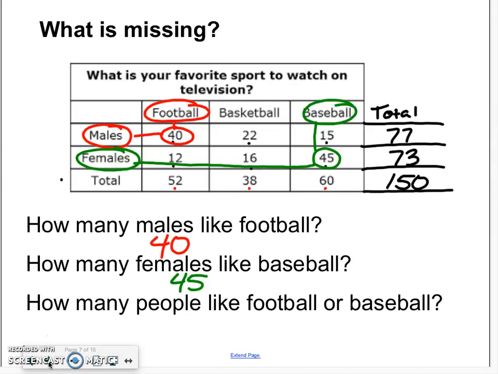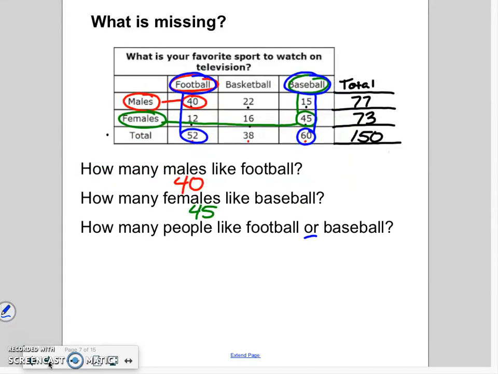And lastly, how many people like football or baseball? Now, this question says or. That's the important part here. So we're looking for the total of football or baseball. We draw our lines down. We have a total of 52 that like football, a total of 60 that like baseball. So to find how many like either or, all we have to do is add those two numbers together. So we have 52 plus 60 gives us 112. So you should have 112 people that like football or baseball.